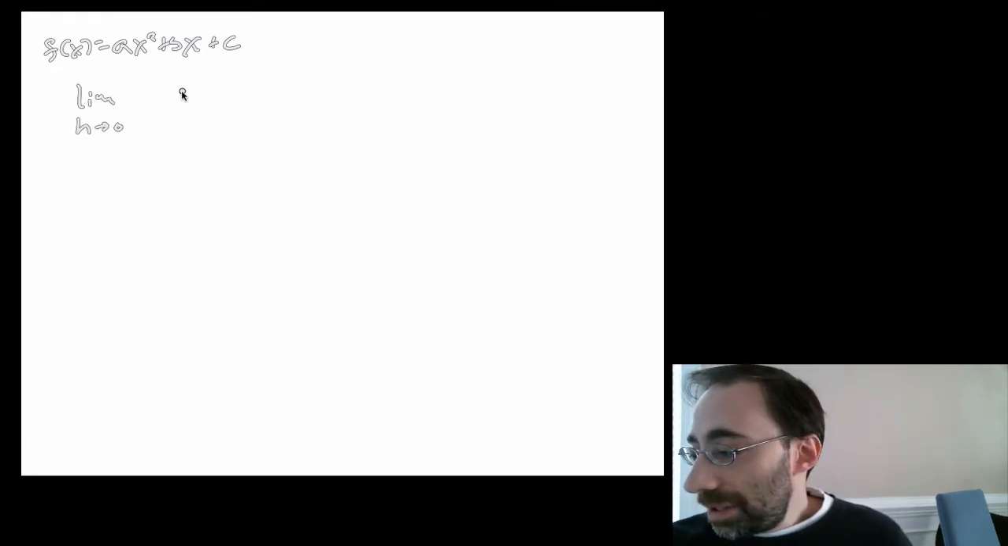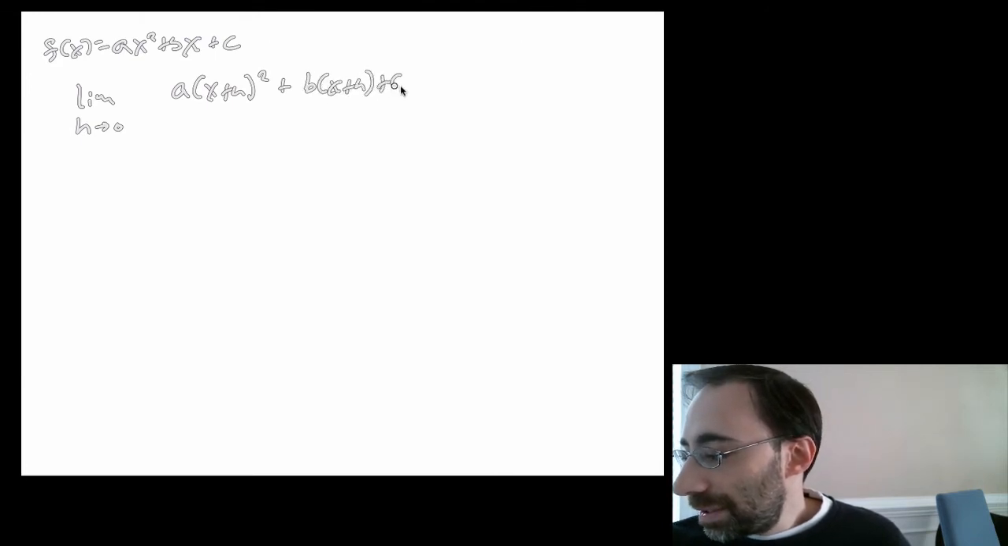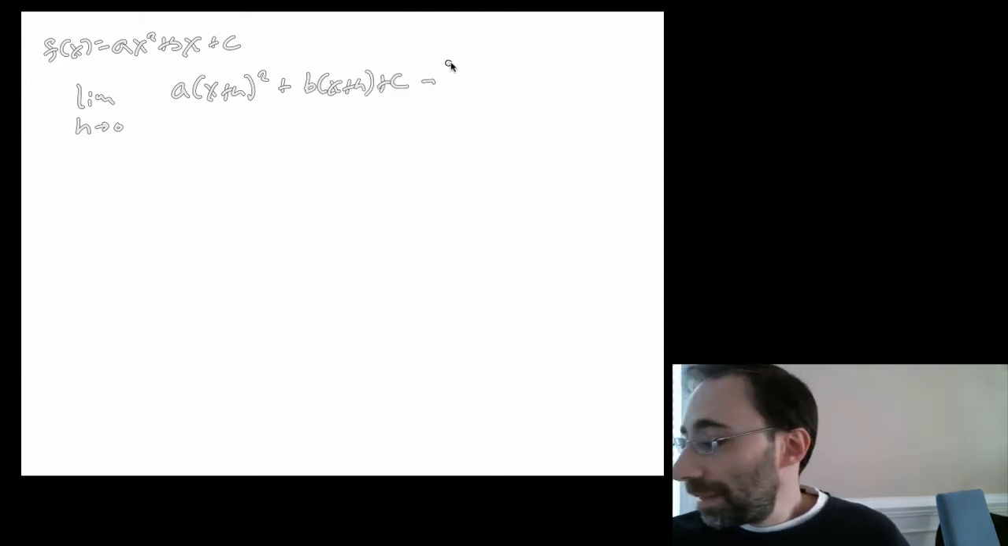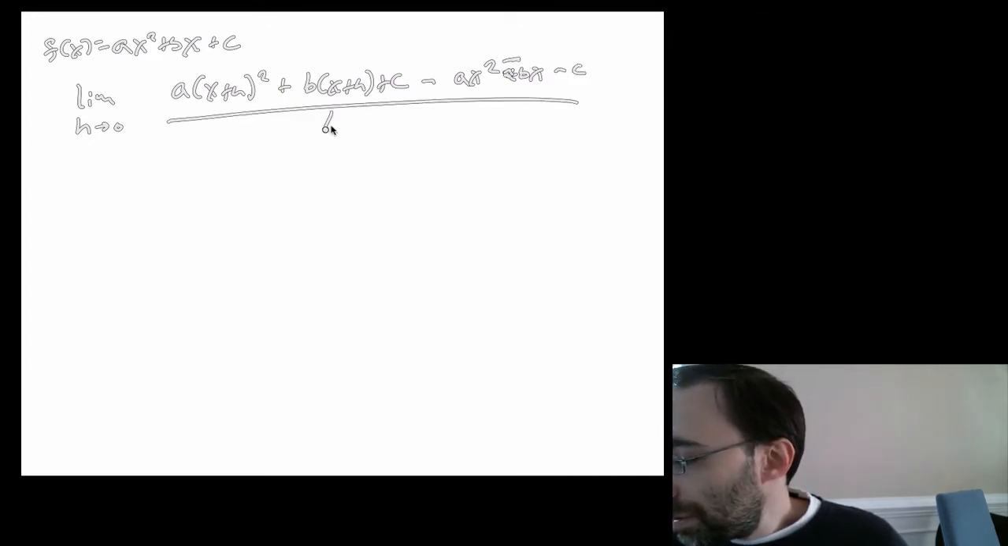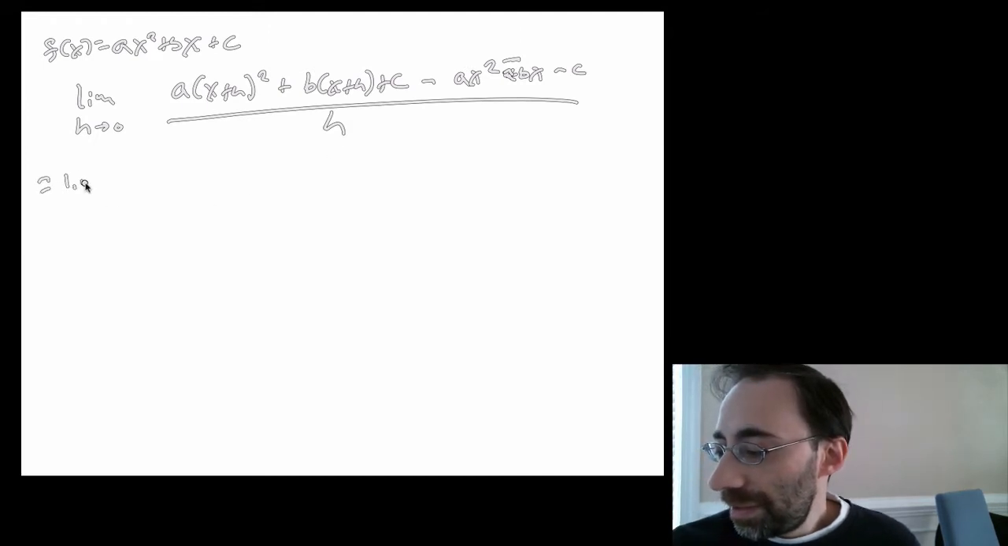Now I can plug in x plus h here. That's a(x plus h) squared plus b(x plus h) plus c. Now minus the function itself. That's ax squared plus bx. Oh, sorry, it's minus bx minus c. Okay, all over h. Now what do I do with that?